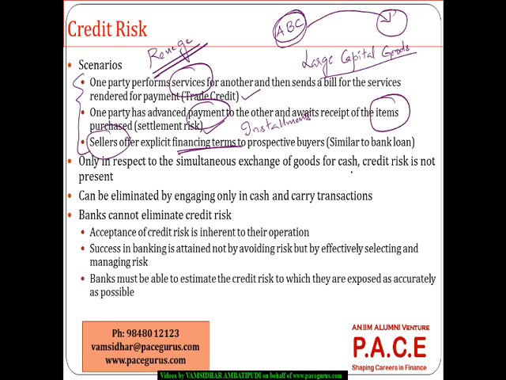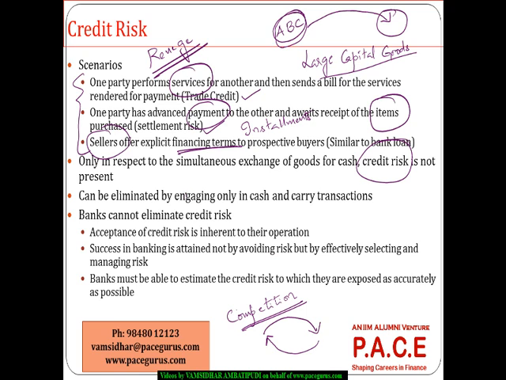Only when there is a simultaneous exchange of goods and cash, where there is no time difference between the two, where one party has delivered the good and the other party has made the payment in cash, do I not see any kind of credit risk. But every company does have some kind of credit because it has to sustain the competition. Not every activity can be cash based. There could be credit based activity, and wherever there is a credit based activity, credit risk is inevitable.